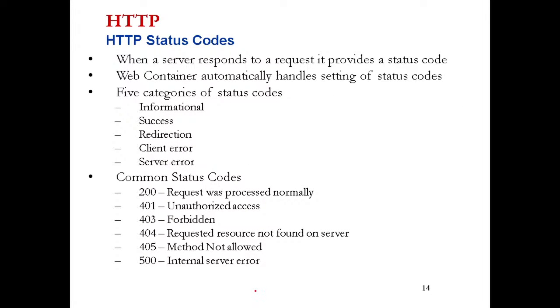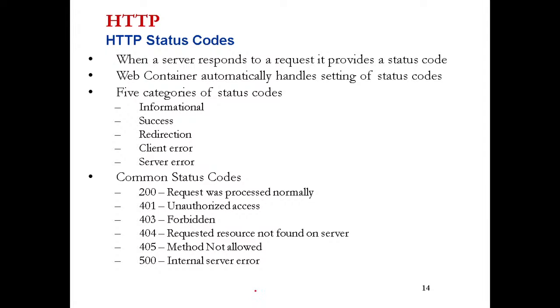HTTP status code. When a server responds to a request, it provides a status code. The web container automatically handles setting of the status code. There are 5 categories of status codes: informational, success, redirection, client error, and server error. These are the status codes which HTTP uses.